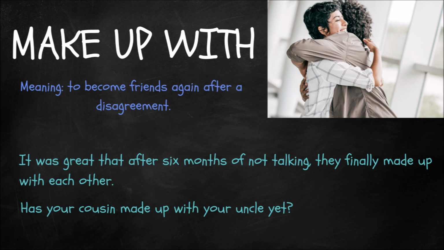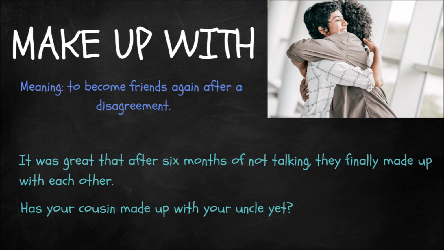But hopefully at some point they will make up with each other again. And okay, that's the opposite end. So they fall out with each other, they have an argument, and then hopefully later they make up with each other, they become friends again. So let's have a look at some examples. It was great that after 6 months of not talking, they finally made up with each other. Yes, something brought them together again and the disagreement ended. Has your cousin made up with your uncle yet? Yeah, so this person is inquiring about the status of the disagreement, whether this disagreement is continuing or if they have settled their differences and become friends again.